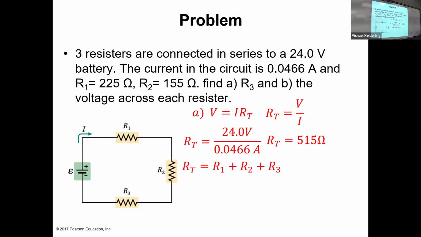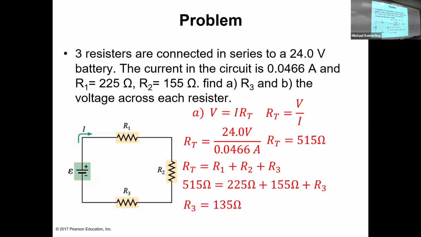That total is R1 plus R2 plus R3. Just the sum of them, because they're in series. The 515 ohms is 225 ohms, that's R1, plus 155 ohms, that's R2, plus R3. And 515 minus 225 and 155 gives you 135 ohms. So R3 is 135 ohms.